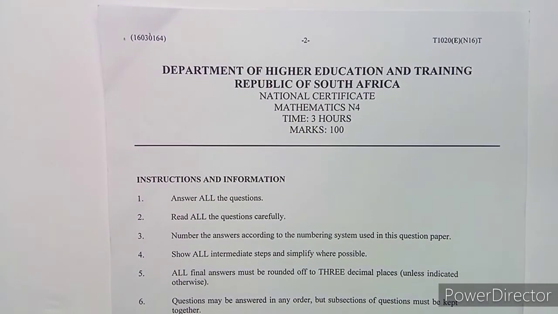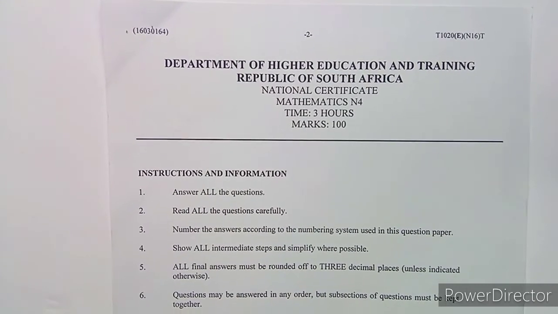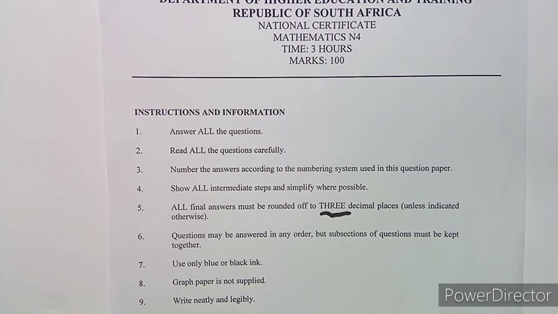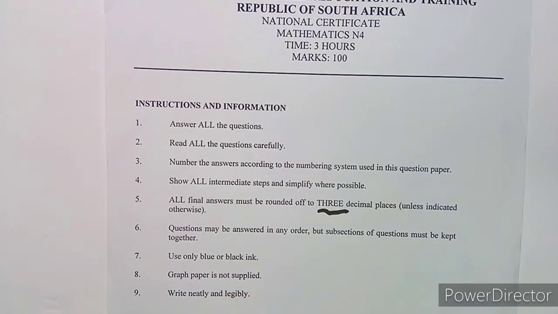So here we are given the instructions and the information, and to answer all questions, and also the most important part, that the degree of accuracy should be given to 3 decimal places unless indicated otherwise, and also everything that is there should be very clear. Whatever you're going to do, you must make sure that you write in a clear way.